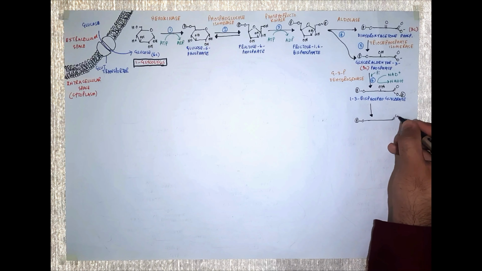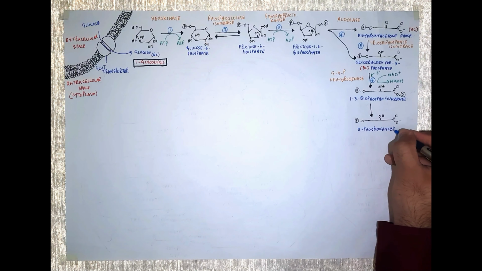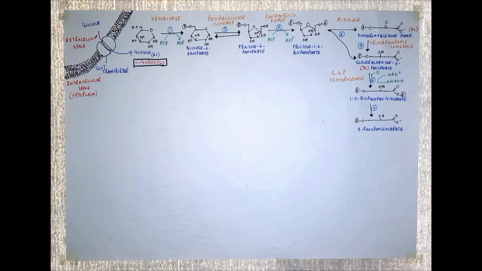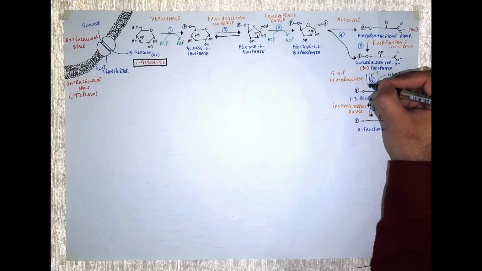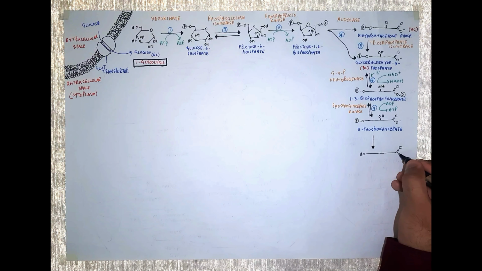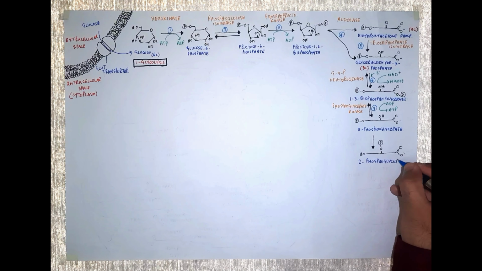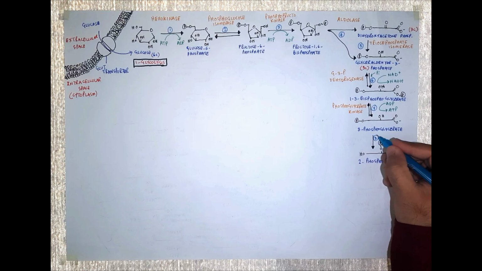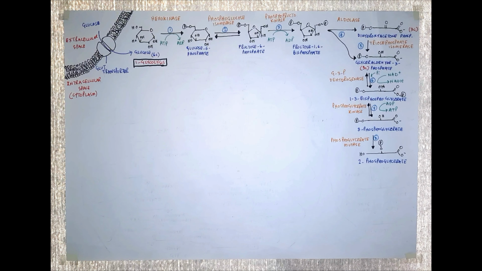Next, 1,3-bisphosphoglycerate loses a phosphate to ATP and 3-phosphoglycerate is formed. The enzyme used in this reaction is phosphoglycerate kinase. Both these reactions are reversible reactions. 3-phosphoglycerate then is mutated. The phosphate group is moved to carbon 2 and the result is 2-phosphoglycerate. The enzyme used here is phosphoglycerate mutase. The reaction is also reversible.